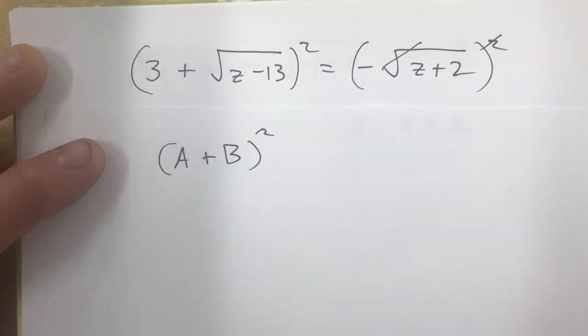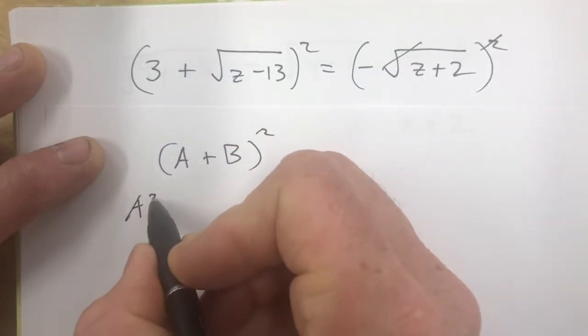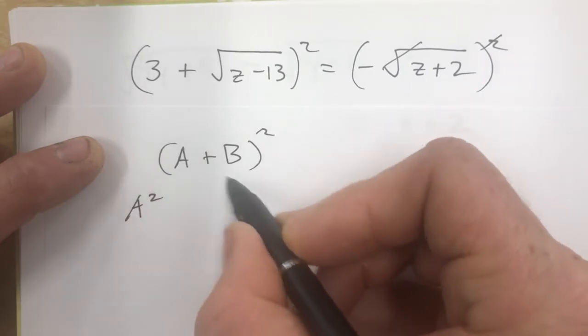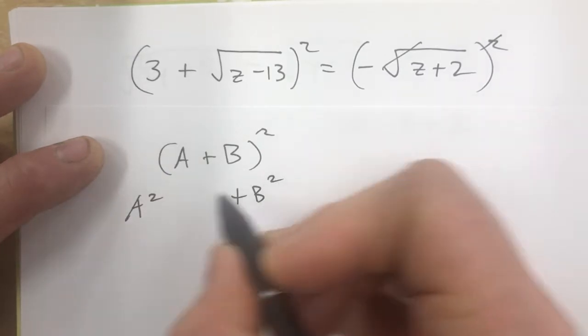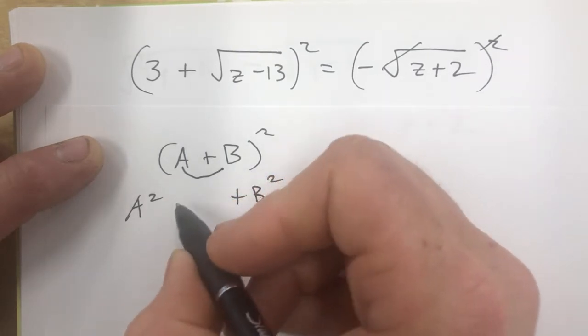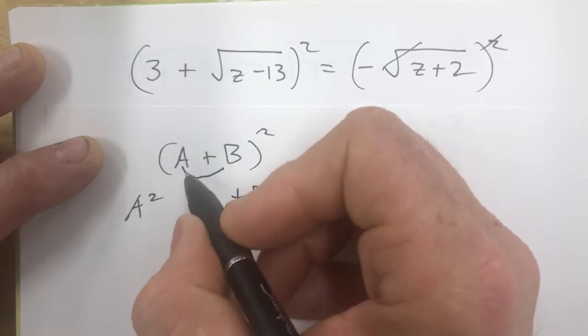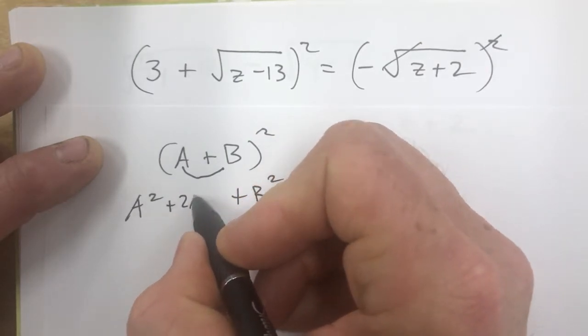When I square a binomial like this, here's what you have to do. You have to square the a, you have to square the b, which is a positive b squared. But I've got to multiply these together and double it because there's the inners and outers from the FOIL method. So this is going to be plus 2ab.